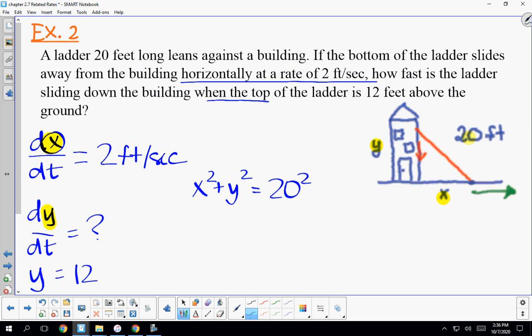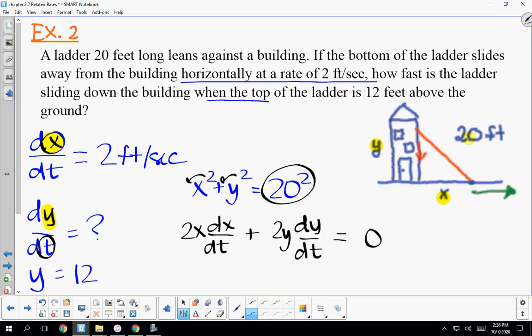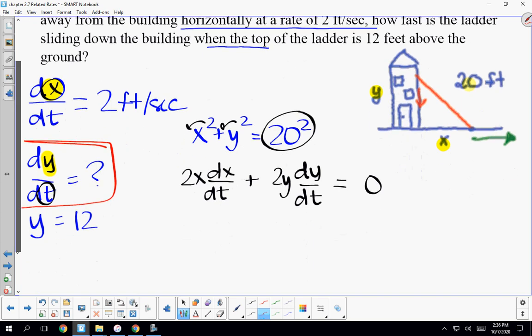And now I'm going to differentiate. So remember, I'm differentiating with respect to t, so every variable has to have implicit differentiation. So my derivative here is 2x times its derivative plus 2y times the derivative of y with respect to t, and the derivative of a constant is 0. So again, now it's my job to start plugging things in, and hopefully I can find dy/dt.